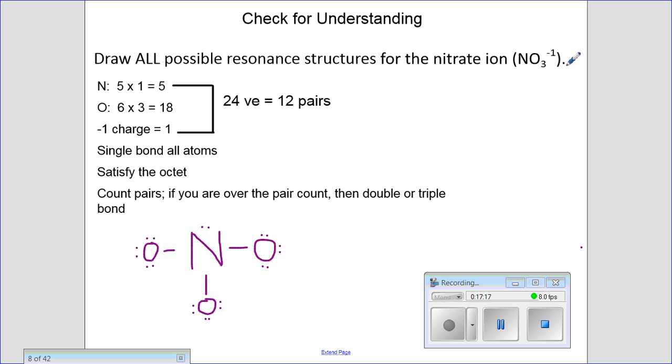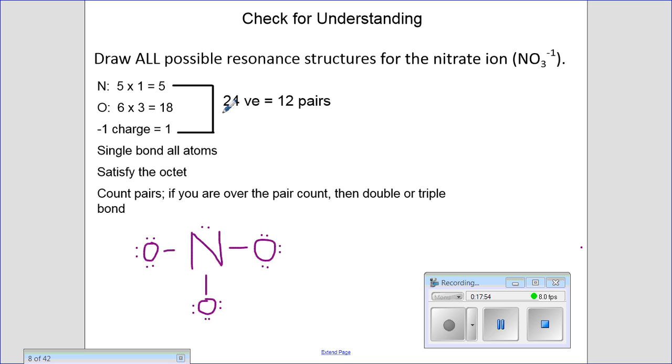Okay? So with NO3 minus 1, I have one nitrogen atom, and nitrogen has 5 valence electrons, so 5 times 1. For oxygen, I have 3 oxygen atoms. Each oxygen atom has 6 valence electrons. So 6 times 3 is equal to 18. And that -1 charge right there means that 1 valence electron was gained. Negative means that you gain, okay? So I have 5 plus 18 is 23, plus 1 more is 24. So I have 24 valence electrons I need to show in my Lewis structure.